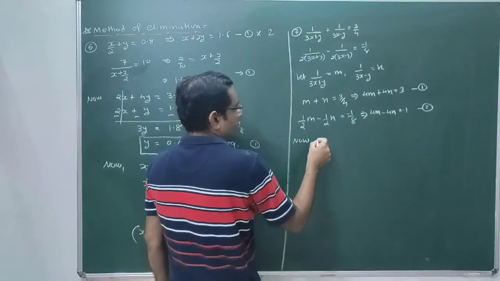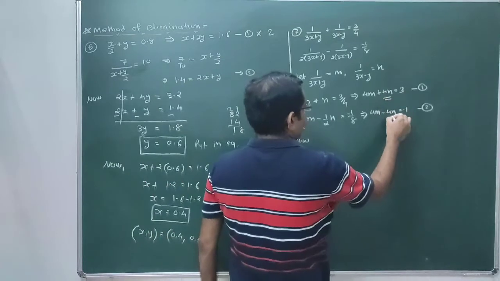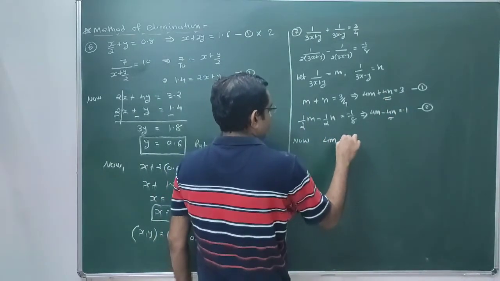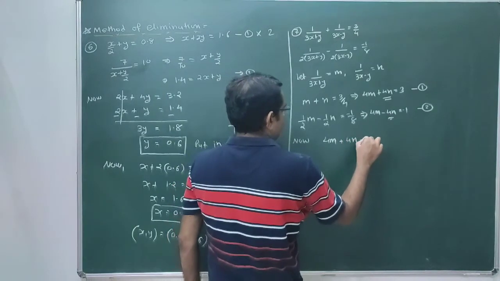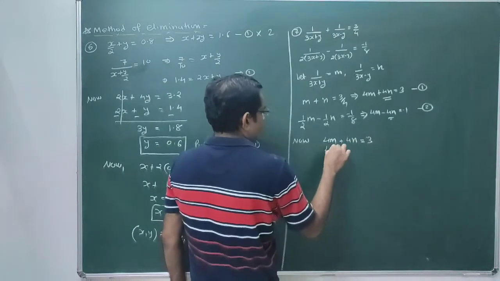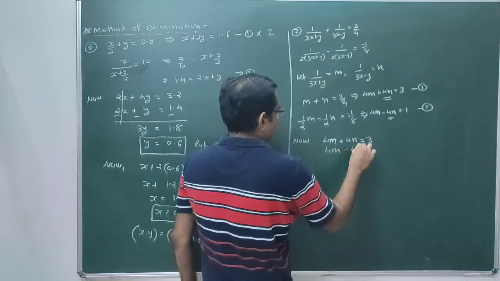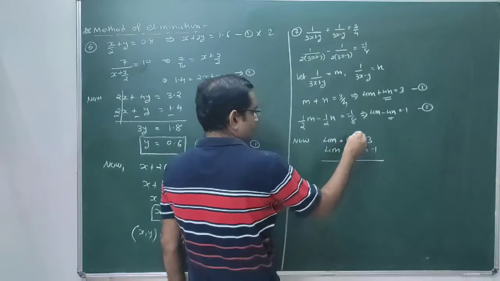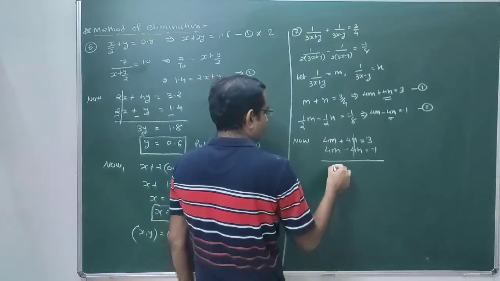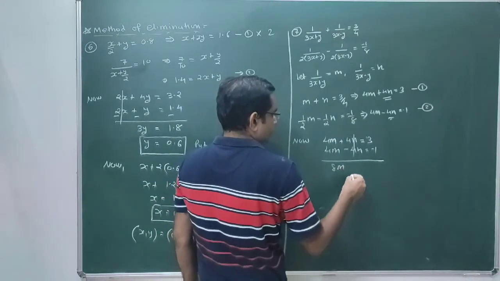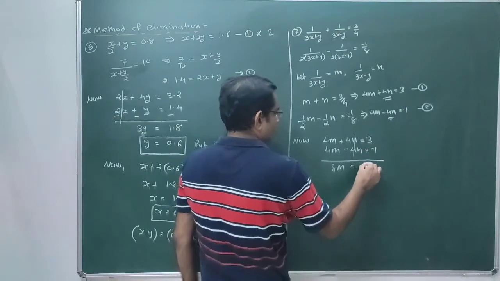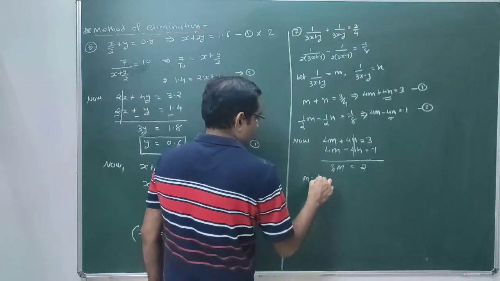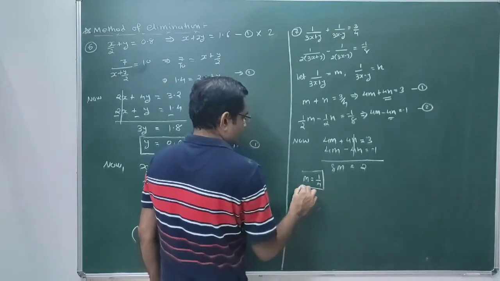So we have to eliminate. For the elimination, these coefficients are equal with different signs, so we have to perform addition only. It's 4m plus 4n equal to 3 and 4m minus 4n equal to minus 1. Perform addition, it will be cut. So 8m equal to 3 minus 1, which is 2. So we are getting m equal to 2 by 8, which is 1 by 4.